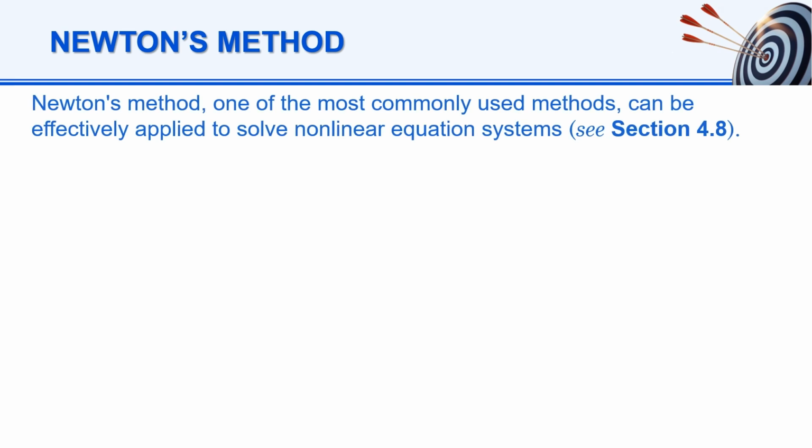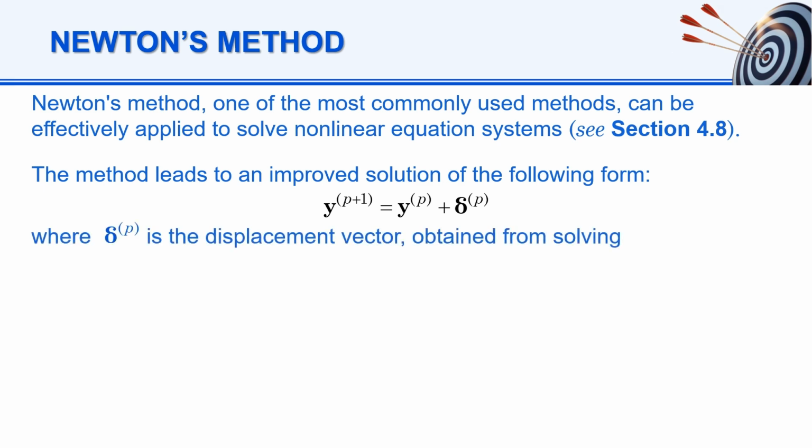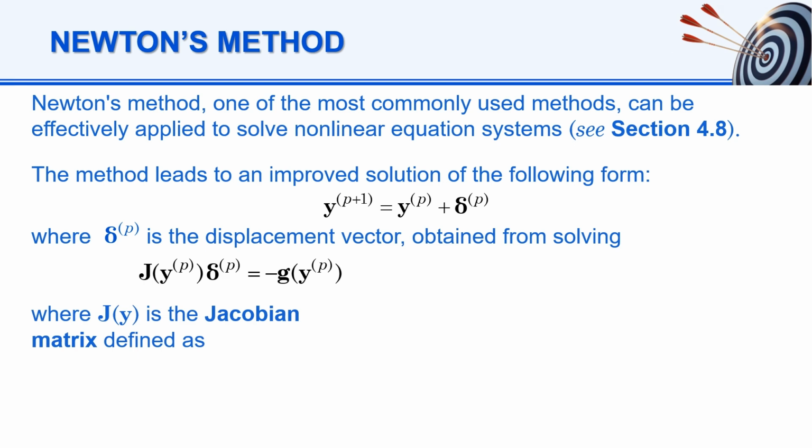Newton's method, which is one of the most commonly used methods, can be effectively applied to solve nonlinear equation systems. See section 4.8. The method leads to an improved solution of the following form, where the delta vector is the displacement vector at the pth iteration step, obtained from solving the following linear system of equations, where J(Y) is the Jacobian matrix defined as a tridiagonal matrix as illustrated.